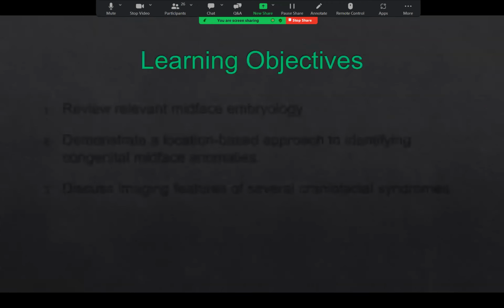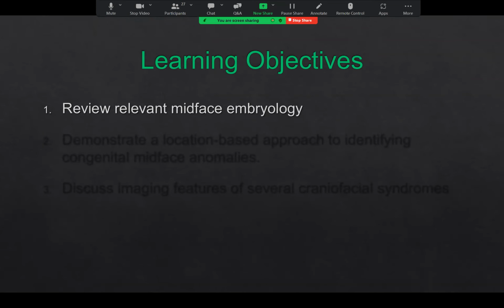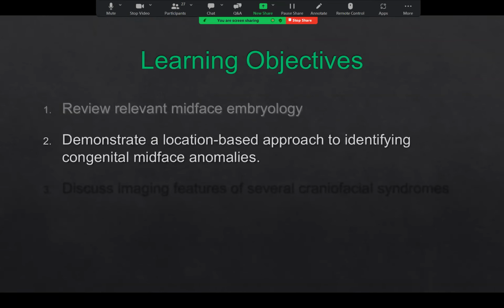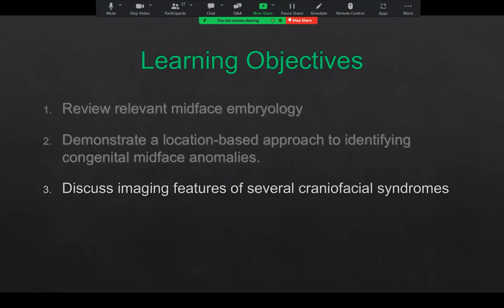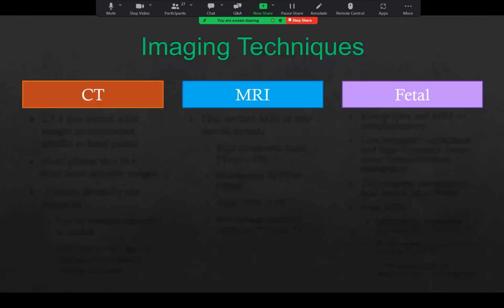It's coming out soon. All right, so the goals for today: we're going to talk a little bit about midface embryology and some of the pertinent pearls when you're thinking about pathologies that happen in the midface. We'll then talk about a location-based approach for identifying different sorts of anomalies that you might see in the congenital midface. And finally, we'll discuss imaging features of a few craniofacial syndromes.